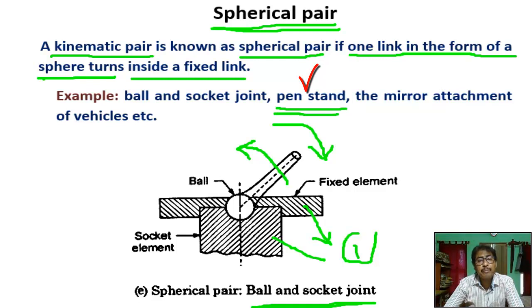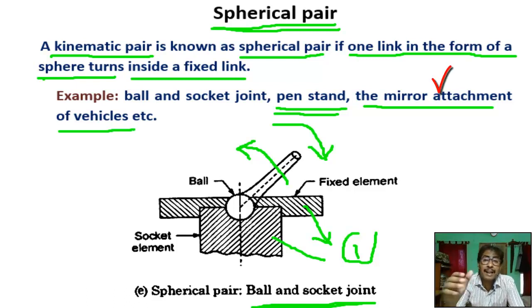Also a pen stand: in a pen stand, this element is turned in this way. The mirror attached to a wheel, the mirror on a 4-wheeler or 2-wheeler vehicle, is a spherical pair.